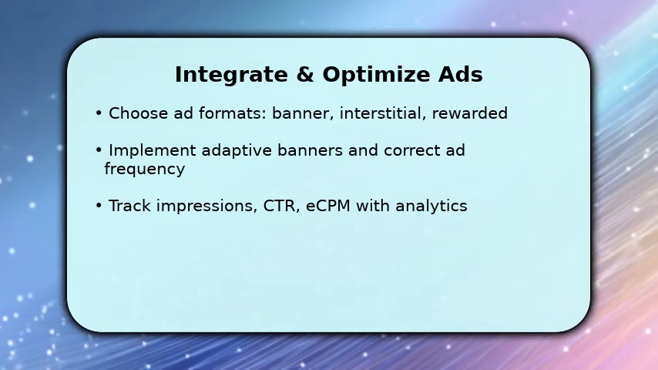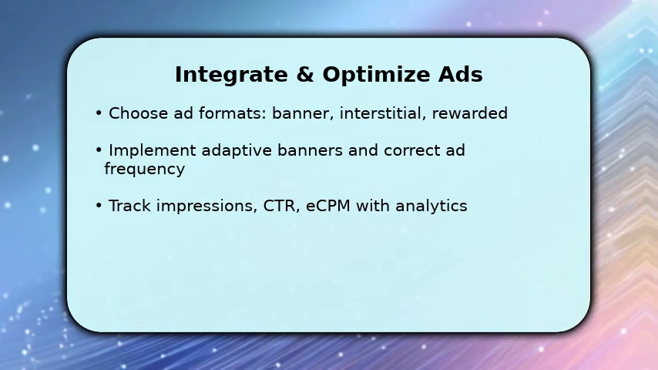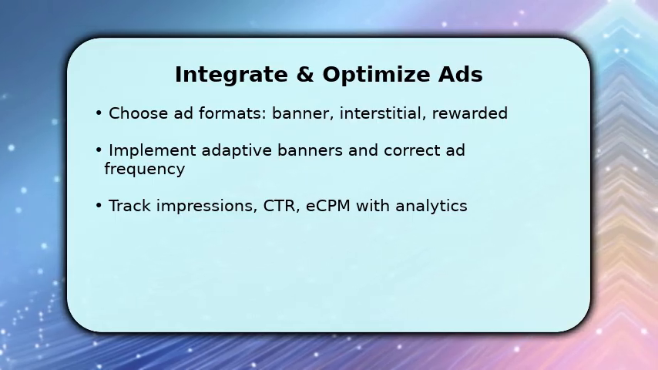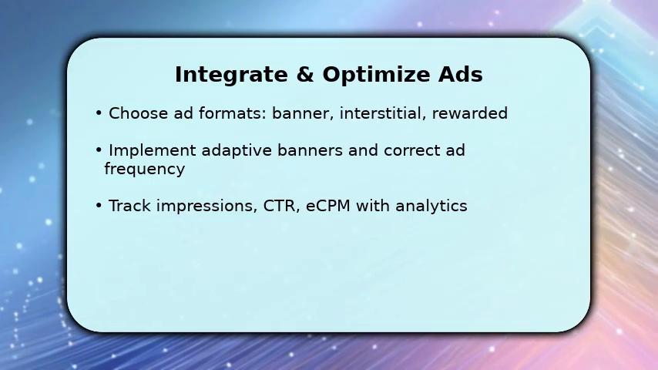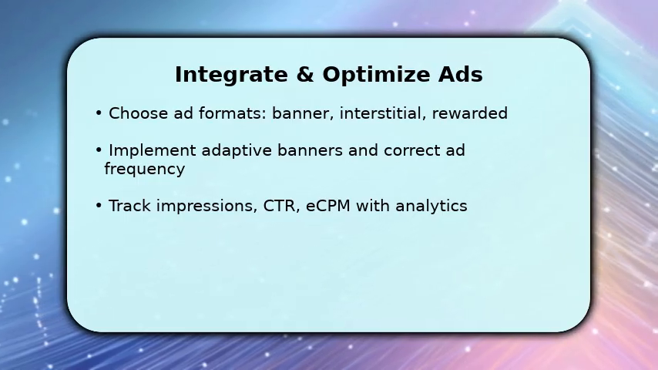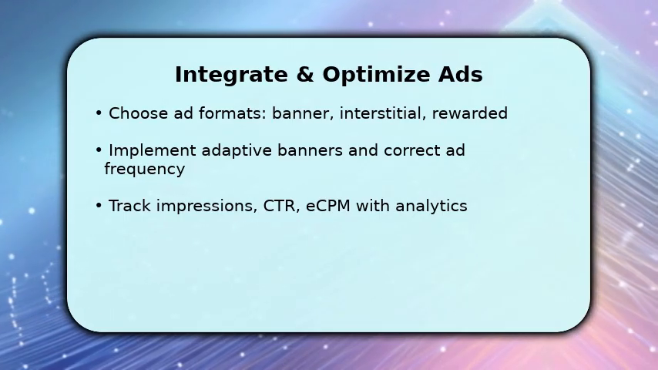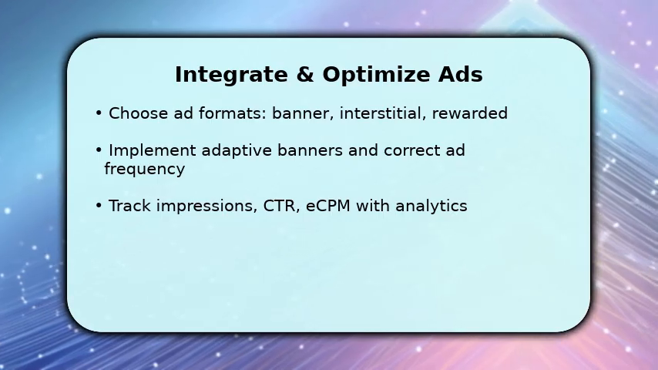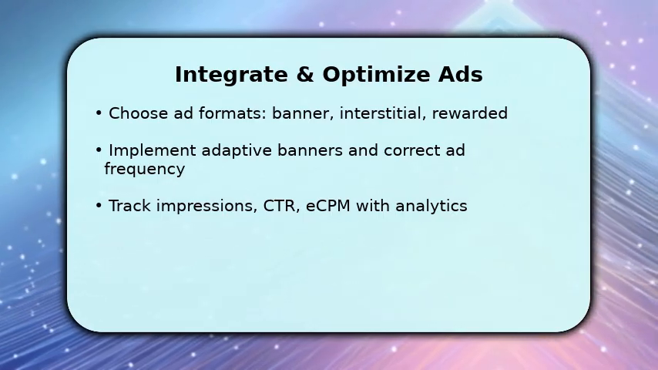Start with adaptive banners for flexible layouts, add interstitials at natural pauses, and offer rewarded ads for opt-in value. This mix raises engagement and revenue. Make sure to throttle frequency and avoid accidental clicks because policy compliance protects earnings.